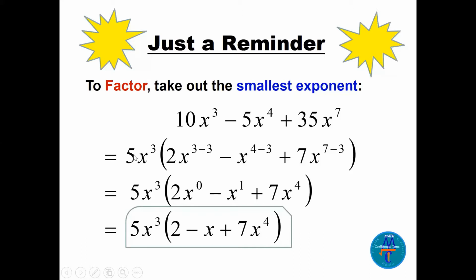Now for the numbers, the second way is you can ask, what do we multiply by 5 to get 10? So you write 2 here. 5 is out. You need 7 to be multiplied by 5 to get 35. So you can use any way which is easy for you. Now you simplify inside the bracket. 3 minus 3 is 0. x power 0 is 1. So that's 1 times 2. 4 minus 3 is power 1, which is x. 7 minus 3 is 4, so 7x to the power 4.